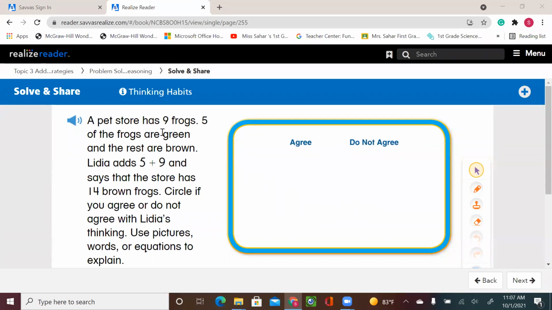All right. So a pet store has 9 frogs. 5 of the frogs are green and the rest are brown. Lydia adds 5 plus 9 and says that the store has 14 brown frogs. 14 browns, but over there it says 9 frogs in all and 5 are green. So do you agree or disagree?